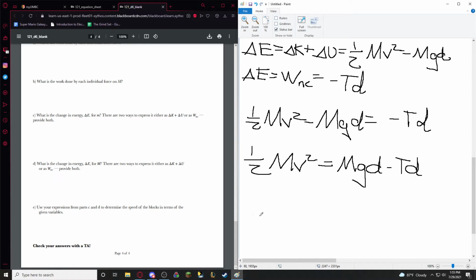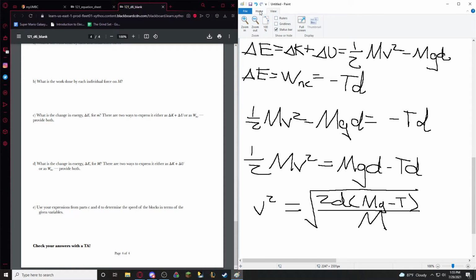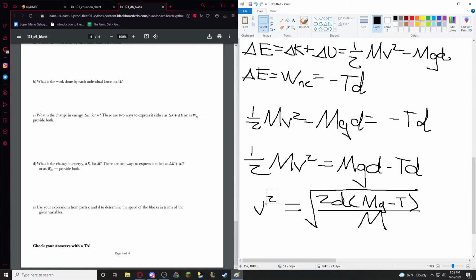So we have v squared is equal to 2d (Mg minus T) over big M, and then we just square root. And we have our velocity. Square root of 2d (big M g minus T) over big M.